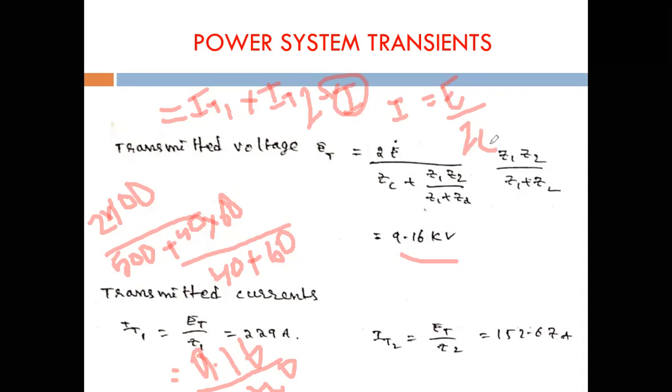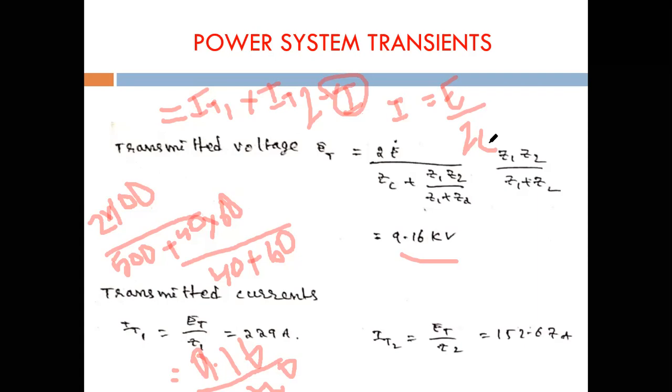Where E is the transmitted voltage, and ZC is equal to the surge impedance. What is that value? It is already given in the given data: ZC is equal to 500 ohms. Therefore, the surge impedance is equal to 500 ohms.